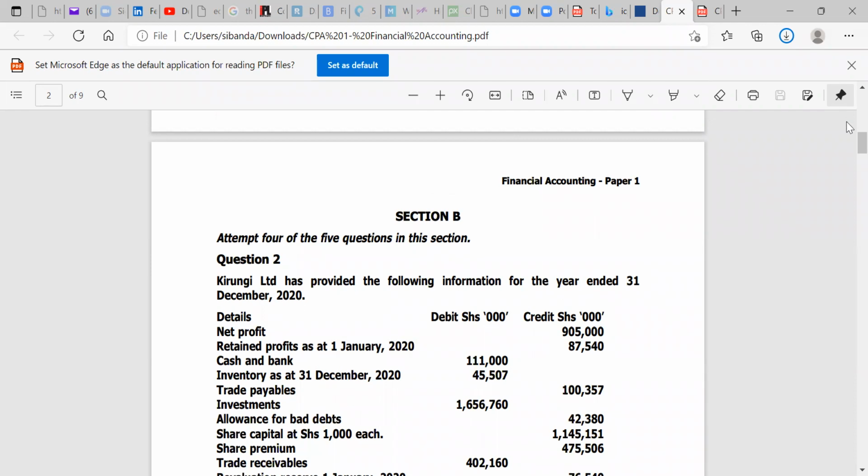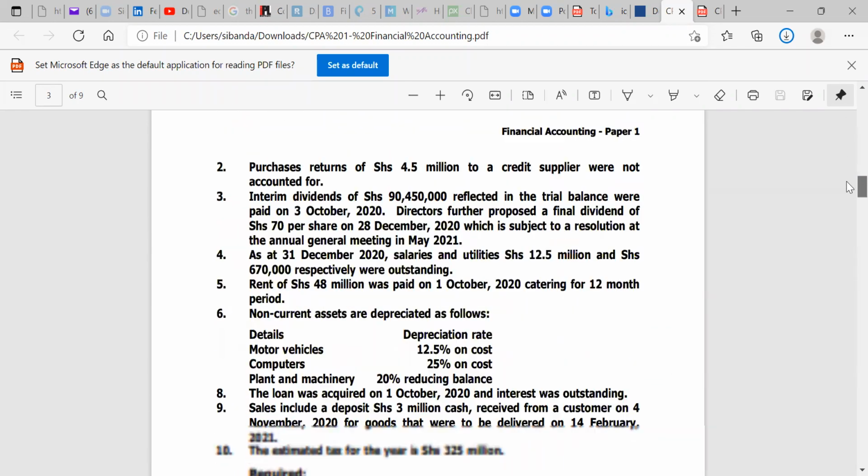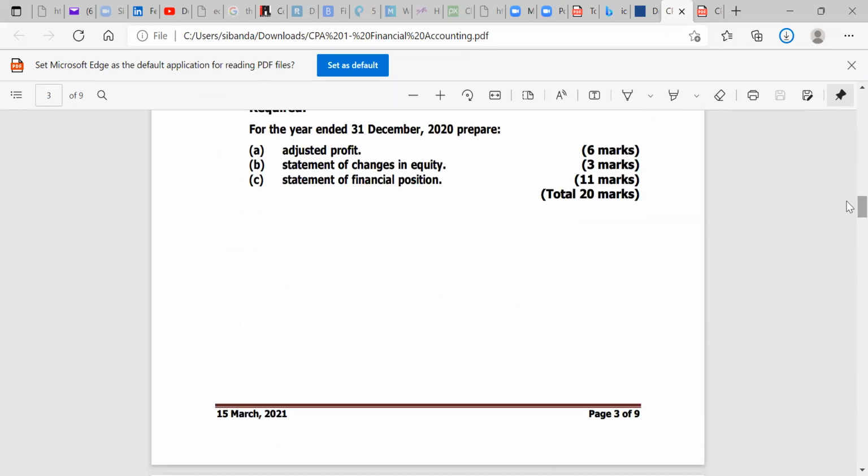Now, before I look so much into the details of this question, let's first see what the question actually requires of us. The question requires us to prepare adjusted profit. It also requires us to do the statement of changes in equity, and the statement of financial position. This is a bit different from other questions, because most questions will ask you to prepare a statement of profit and loss. But this question is asking you to prepare adjusted profit.